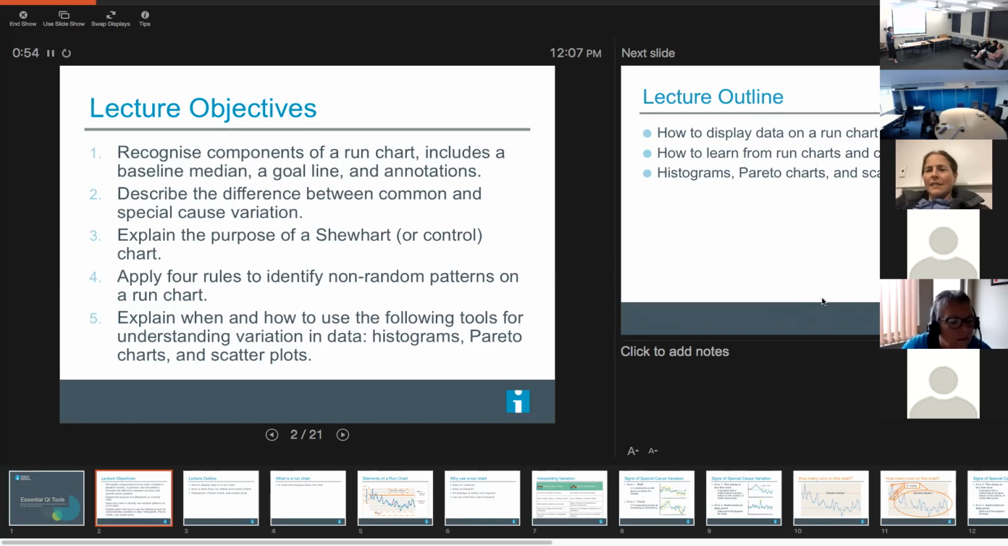Then we've got another few tools that we can have a wee look at, and that includes the Shewhart chart, and what that can tell us, and then we've just got a few other charts we can look at, so histograms, Pareto charts, and scatter plots.